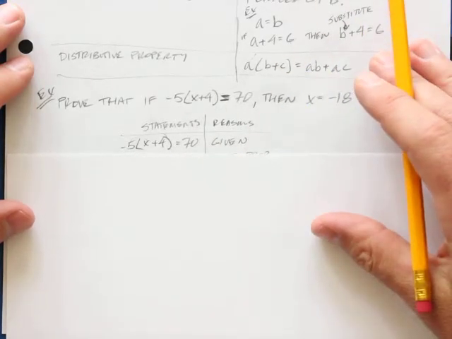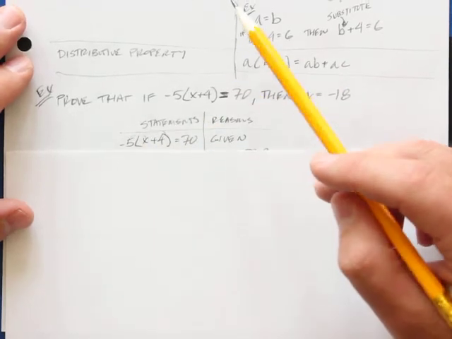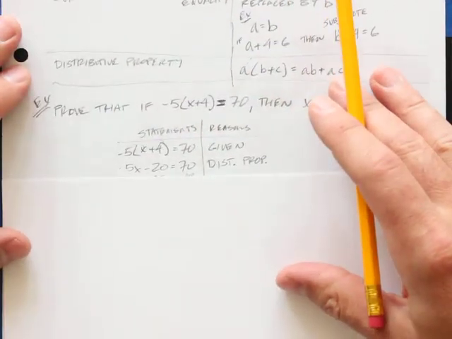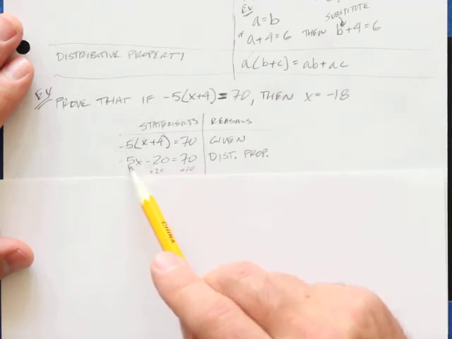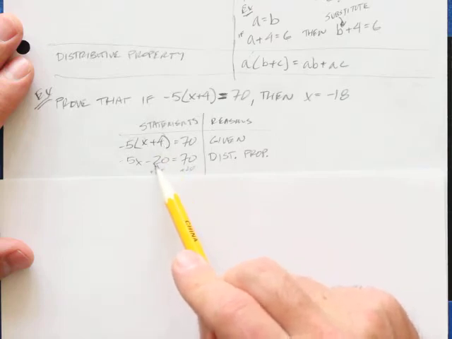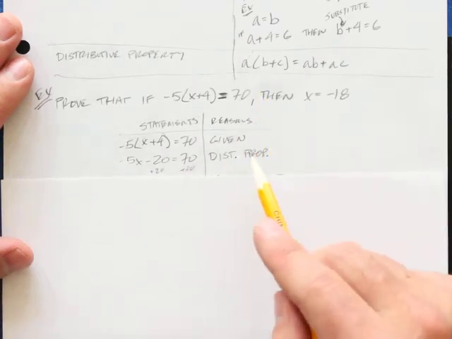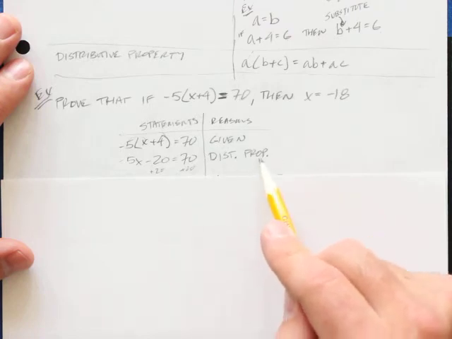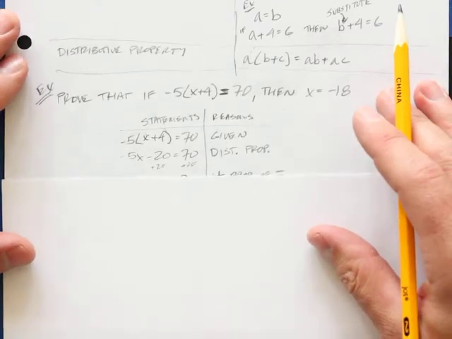The first thing I'm going to do is distribute -5. So I'm going to use my distributive property here. There it is. I've multiplied -5 by x, and I've multiplied -5 by 4 and got -20. So -5x minus 20 equals 70. And I used the distributive property. Notice how I didn't write distributive property out. I just wrote dist prop, and that's fine. We don't need to write all of the words out all of the time.